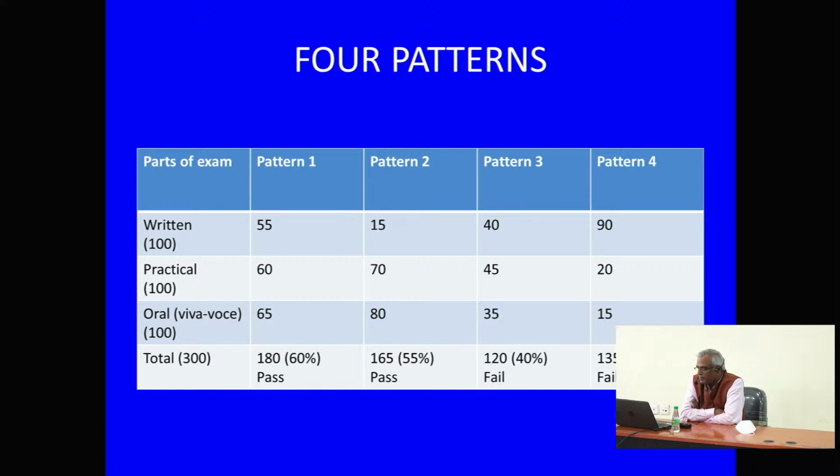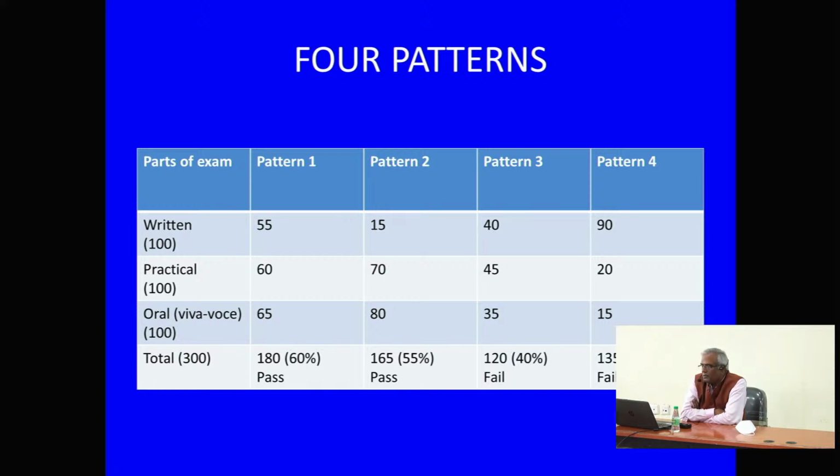Pattern 3 was all around 40, 45, 35. So overall, 40% failed. And pattern 4 was 90% in the written, 20% practical, 15% oral, 135, overall 45%, they also failed.